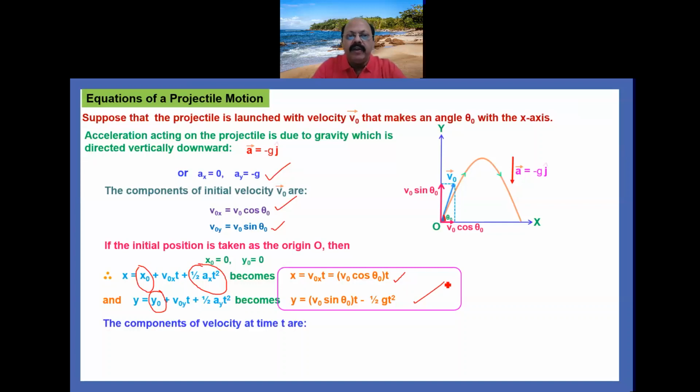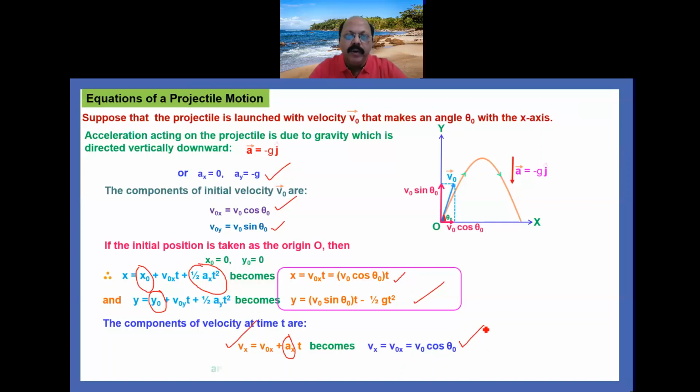The components of velocity at time t are vx equal to v naught x plus axt, that is the first kinematic equation. Now here along the horizontal direction ax equal to 0, so that's why the expression becomes vx equal to v naught x, which is v naught cos theta naught.